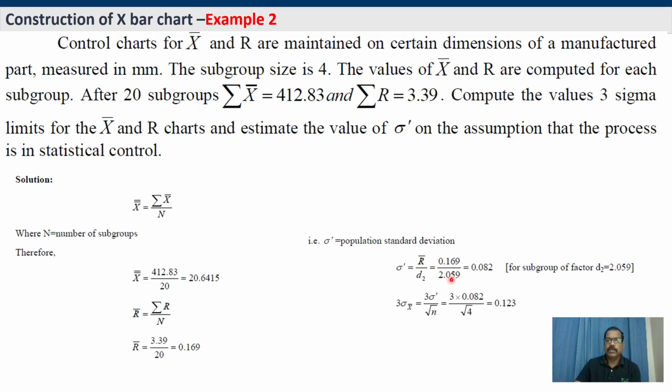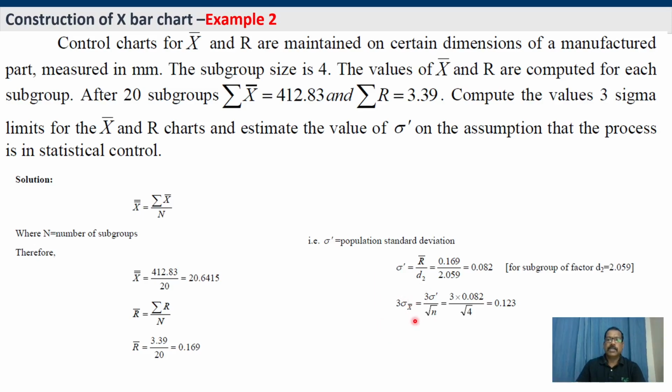Yes, 2.059. R bar also estimated. So you are able to get the sigma dash, that is the population standard deviation, 0.082. So once you have the sigma dash, sigma prime, you can estimate the 3 sigma limits. This is the 3 sigma x bar.